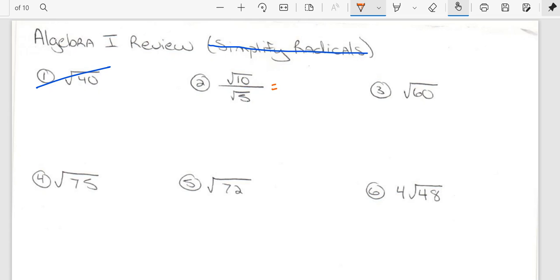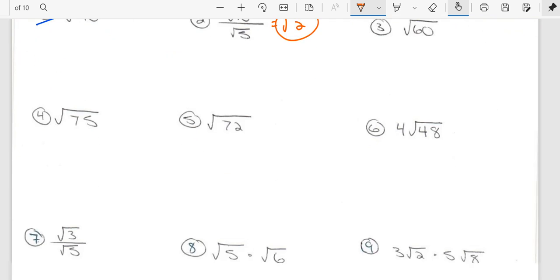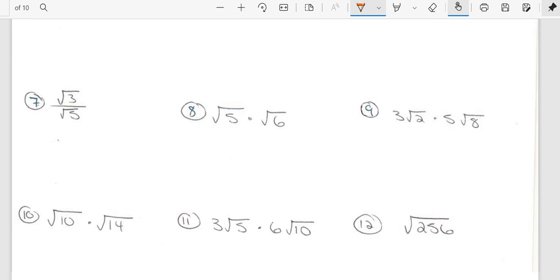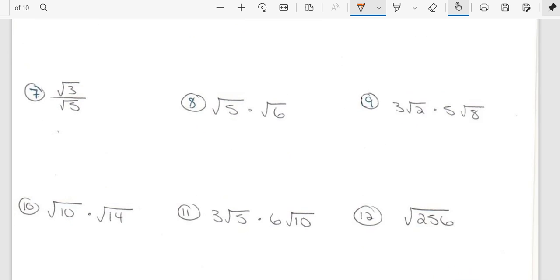For this first one, we can just go straight on ahead and divide. Root 10 divided by root 5 is root 2, and it will stay under the radical. All right. Let's move on down. The rest of these we're not really going to do. Let's look at number 8. For number 8, just to show you, we could multiply these. We'd get root 30. They're both under the radical, so we can multiply them. For number 9, the 3 and the 5 would be multiplied because they're both outside the radical. We would get 15. And we can multiply the 2 and the 8 because they're both under the radical.